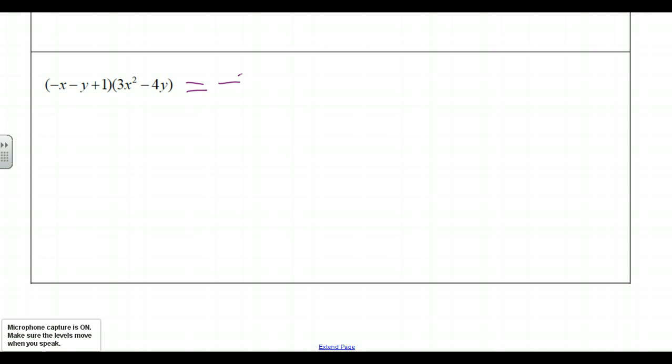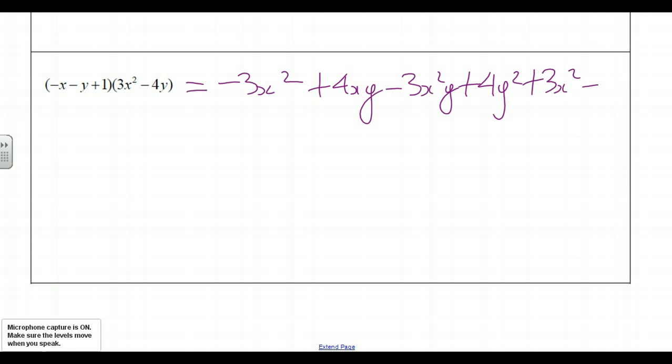So I get negative 3x squared. I get plus 4xy. I get minus 3x squared y. Okay, at this point we're keeping terms in alphabetical order, right? So that way it's easy to recognize like terms. I get plus 4y squared. I get plus 3x squared minus 4y. Okay, is that right so far? That's why I have you guys go ahead, right?